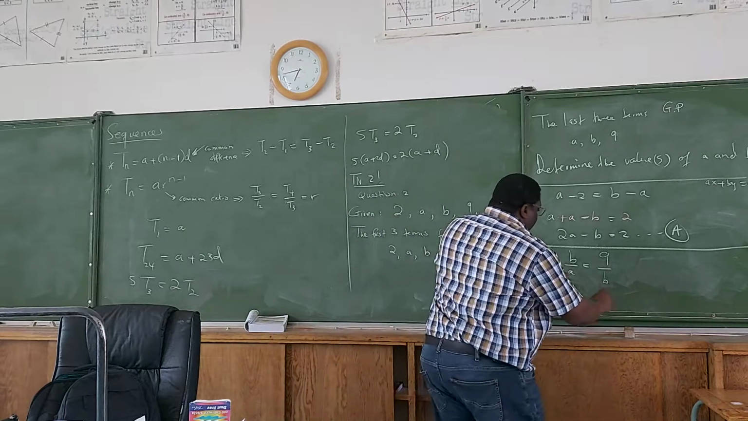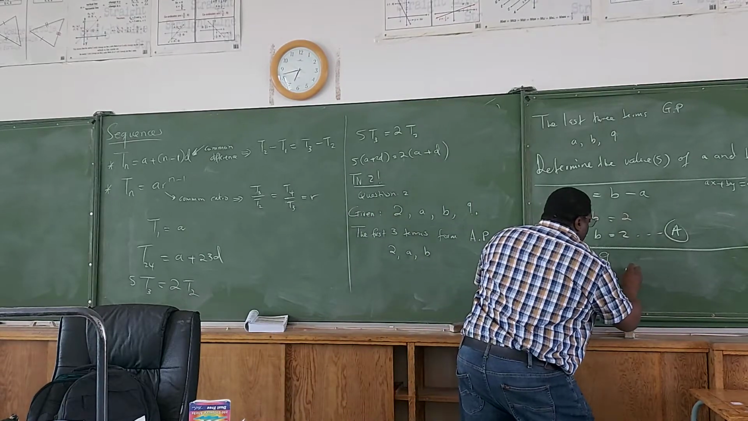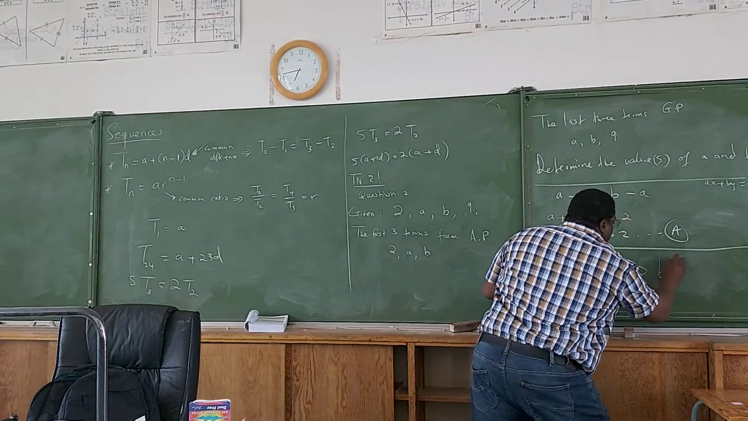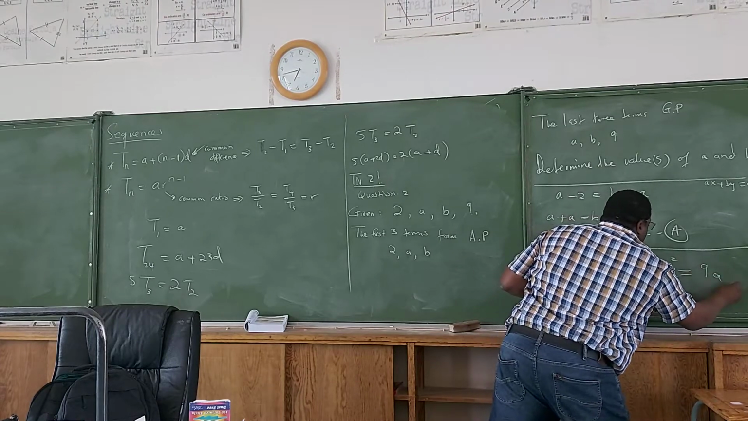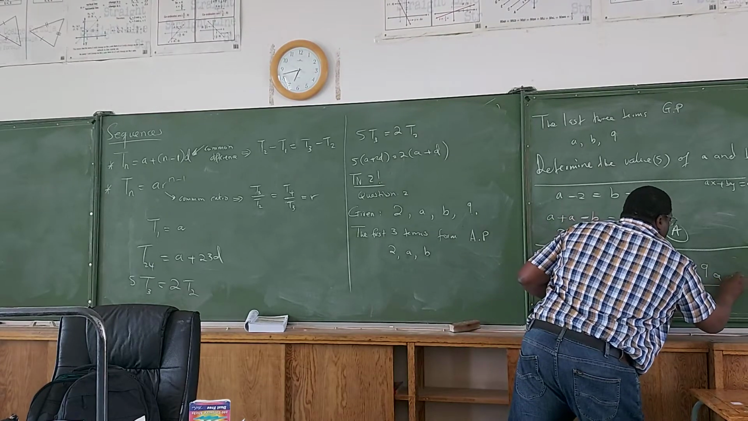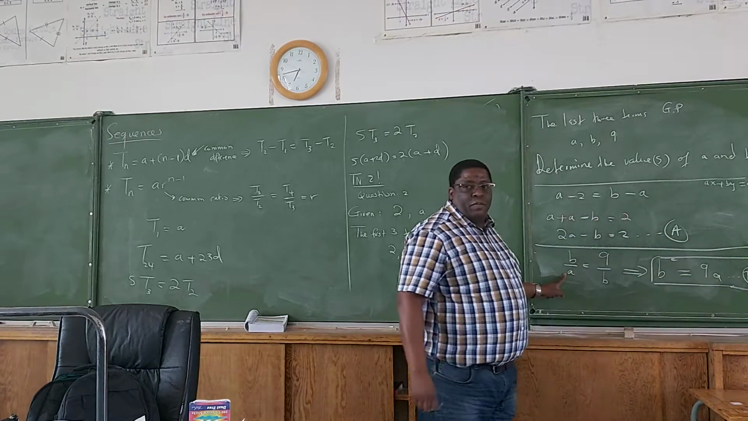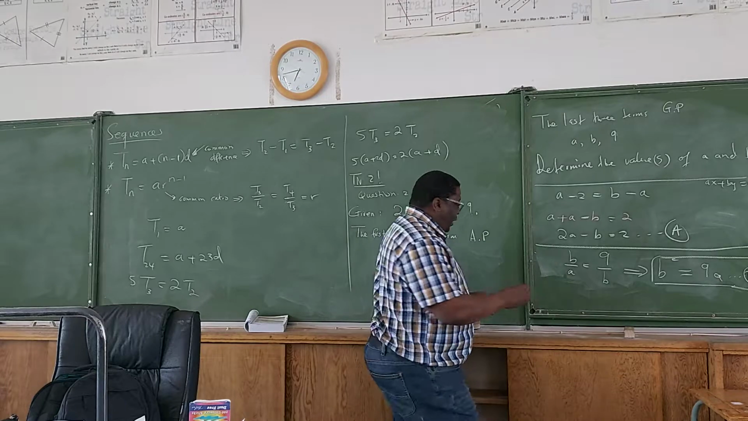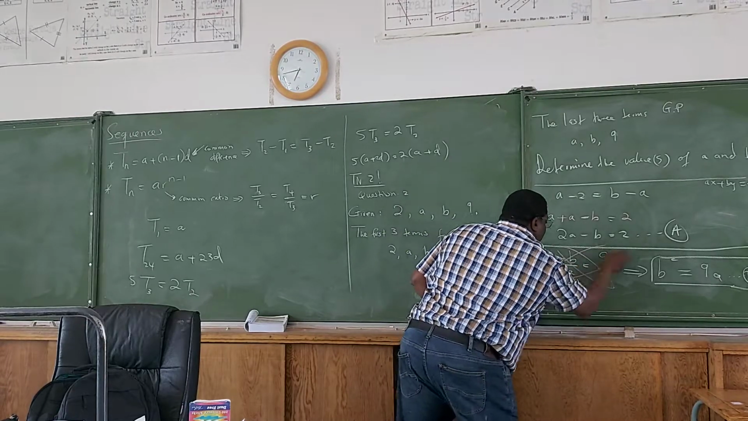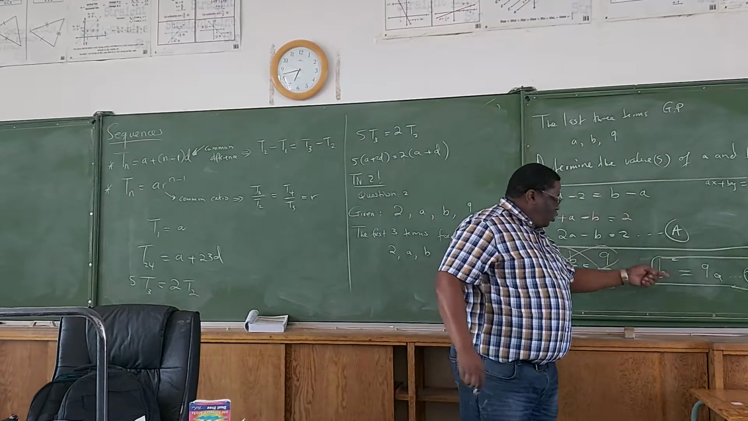But anyway, let's continue. This becomes 9A. B squared equals 9A. This being my second equation. Where's B squared coming from? B times B. People don't use cross multiplication. B times B is B squared.